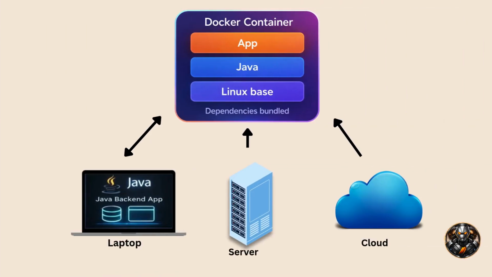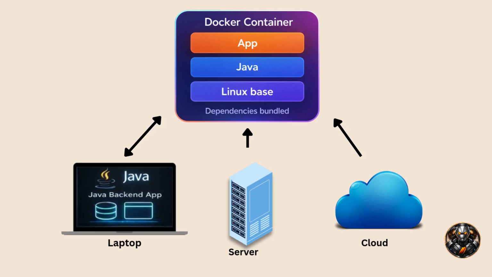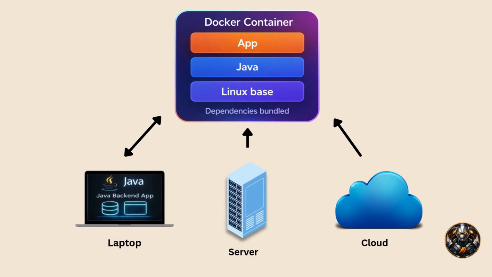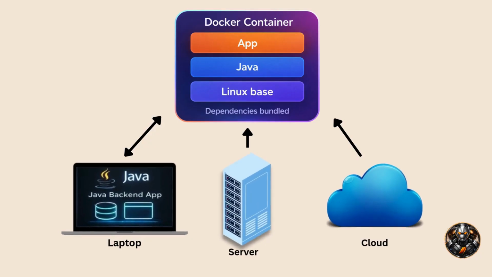Docker solves this by giving you a container, basically a lightweight portable box that includes everything your app needs to run. Think of it like shipping your code with its own mini computer. Inside the container, you define the exact versions of Java, libraries, system tools, even the base operating system. You build the container once, and it runs the same everywhere: on your machine, your teammate's laptop, on a production server, or even on a cloud platform.